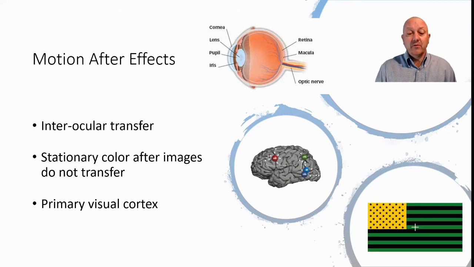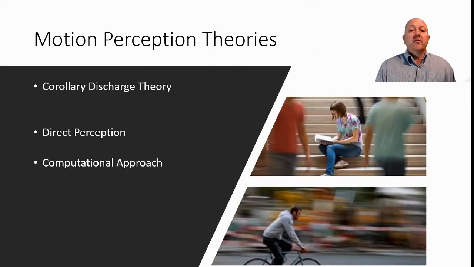Motion after effects occur throughout the visual system. So for example, if you stared at that display with your right eye and then you stared around the room with just your left eye, you would get motion after effects. They wouldn't be nearly as strong, but they would work. All right, so motion perception theories.